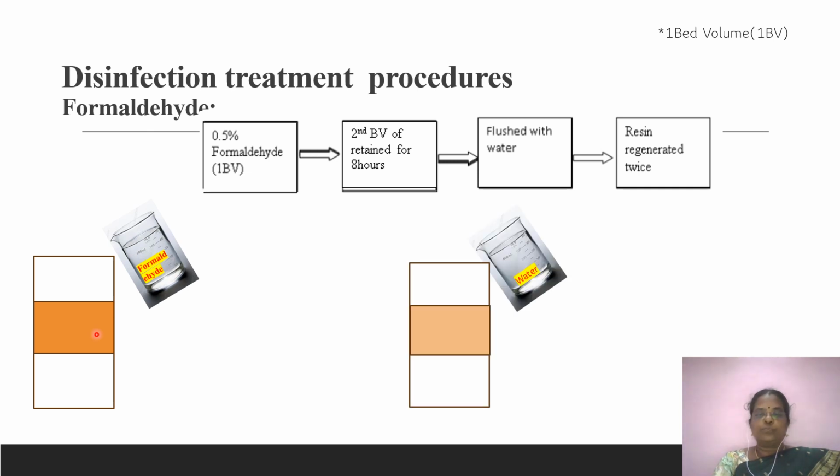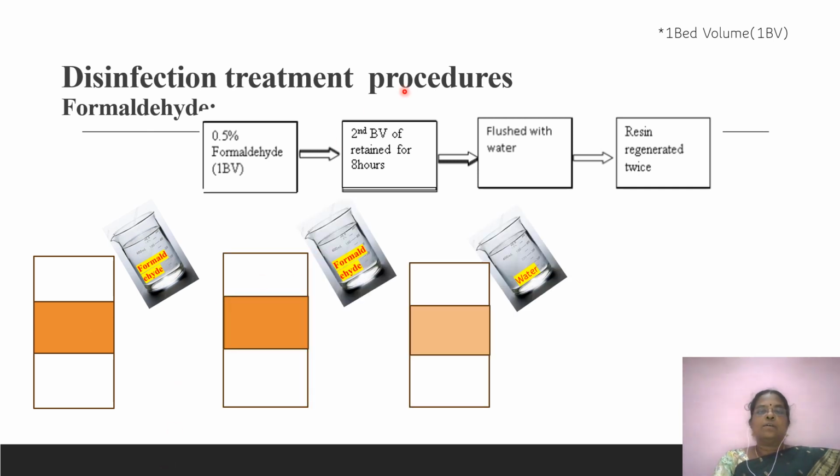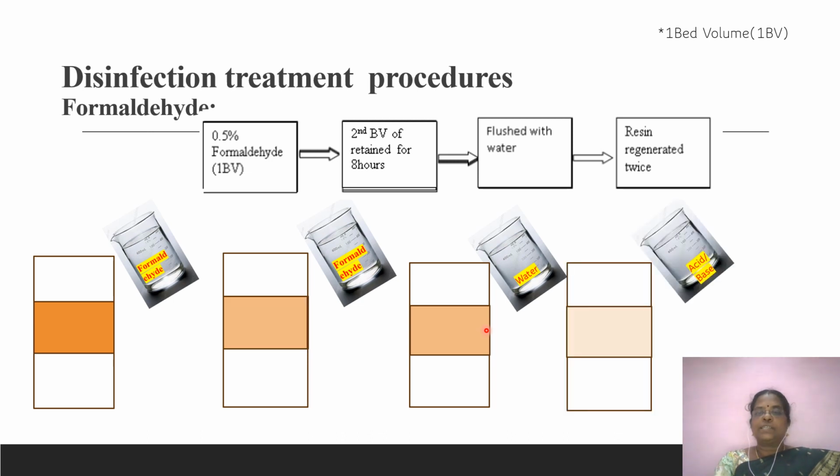Then what we do, we take a second bed volume of formaldehyde and soak for 8 hours. Here soaking takes place for 8 hours. After that, the formaldehyde is removed and then flushed with water. Now again, there is no treatment with another bed volume. So directly we treat it with water, wash. And then we have to regenerate with acid or base cleaning.